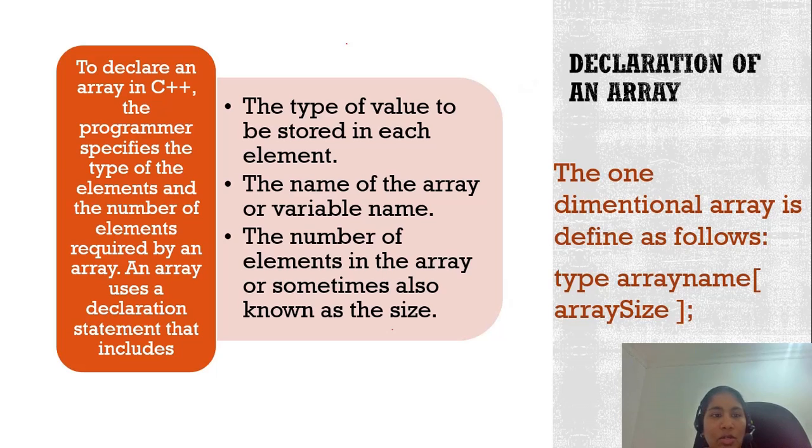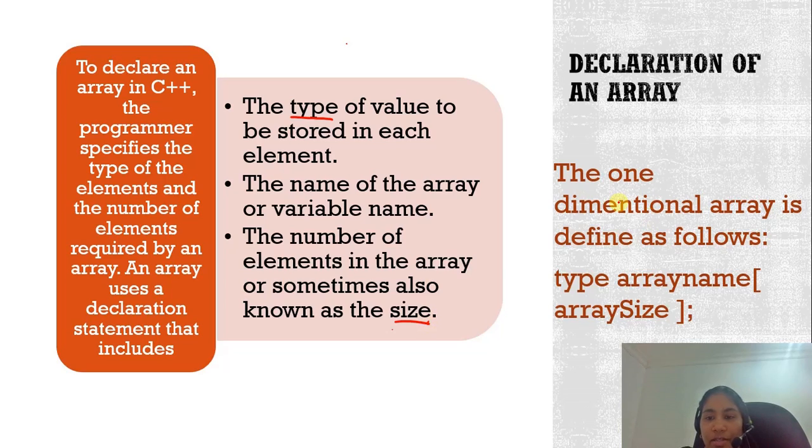To declare an array in C++, the programmer specifies the type of element and the number of elements required by an array. An array uses a declaration statement that includes the type of value to be stored. You need to know the type. Like I said, there are a few types just now: integer, floating, character, boolean. And the name of the array, you need to define the name of the array or the variable name, and the number of elements, which is also known as the size.